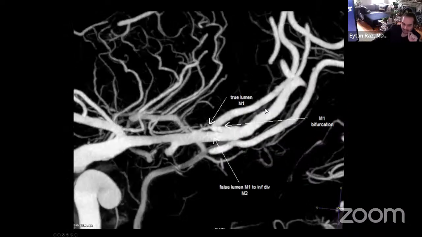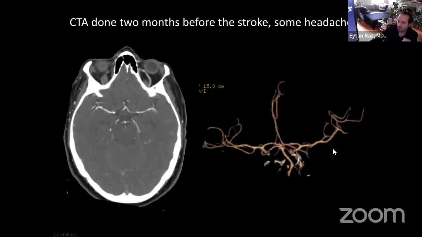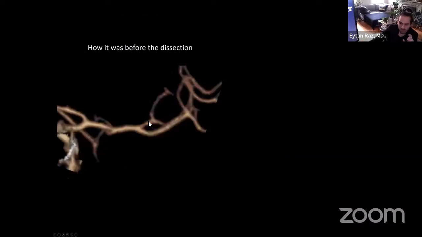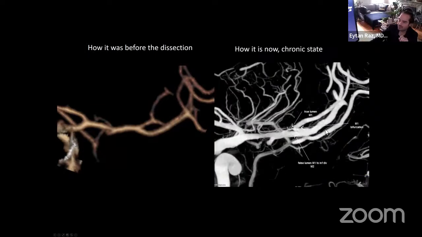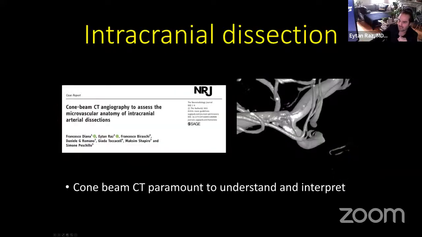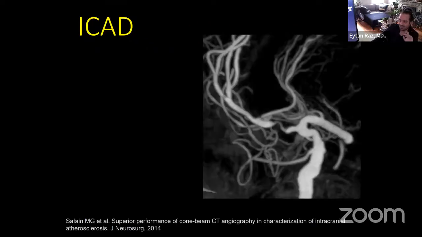What makes this case so much more interesting is the fact that the patient had a CTA done a couple of months before the stroke that shows a completely normal MCA. When you compare this normal MCA that she had before to the MCA now, you understand the bifurcation, and you really understand that this is the true lumen M1, the original M1. And this was the double lumen that developed after the dissection. So for intracranial dissection, we think that cone beam is really important to assess, understand and interpret the disease.